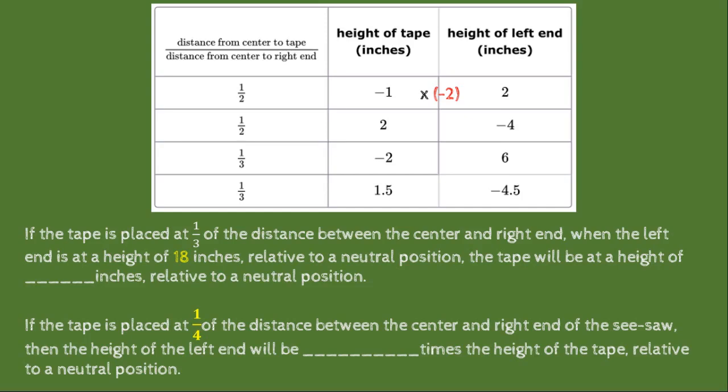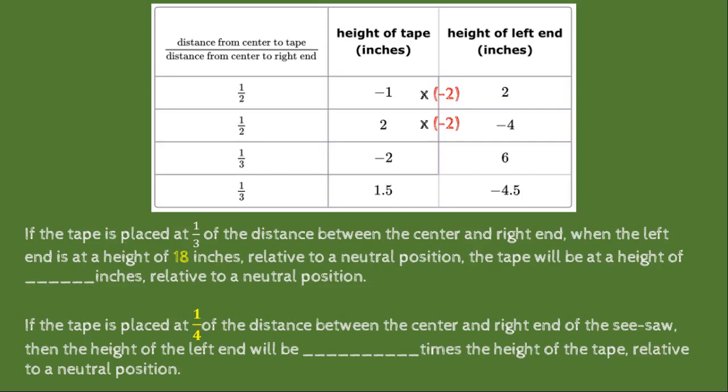So that's 1/2. The next column says height of tape, inches. That's -1. And the last column says height of left end, inches. And that would be 2. How do we relate -1 and 2? So we can simply multiply by -2. -1 times -2 becomes +2. We do this for the next row as well. 2 times -2 equals -4. A positive number times a negative number equals a negative number.